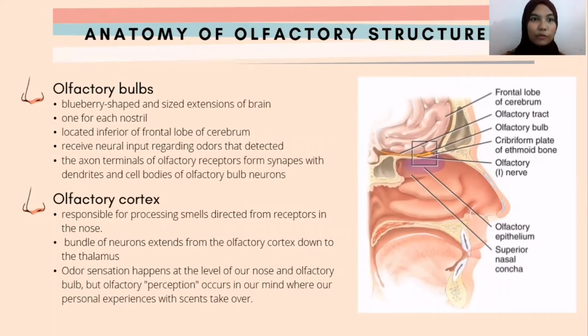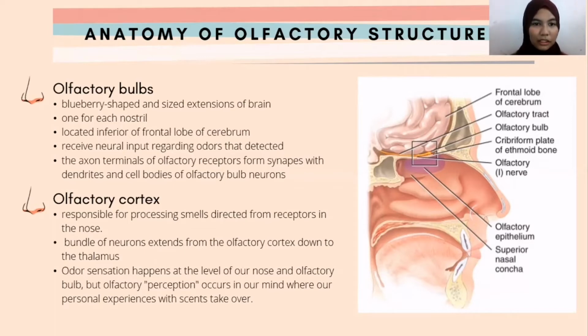Next, we have the olfactory bulbs. The olfactory bulbs are blueberry-shaped and sized extensions of the brain, one for each nostril, located inferior to the frontal lobe of the cerebrum, and they receive neural input regarding odors that are detected. The terminals of olfactory receptors form synapses with dendrites and cell bodies of olfactory bulb neurons. So its function is to receive the information from the odor.